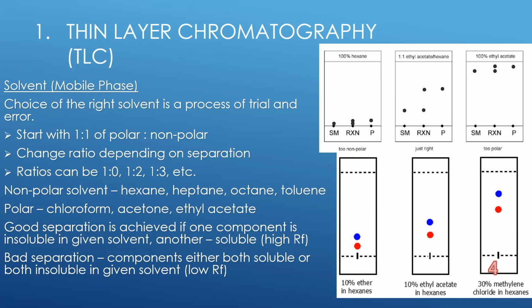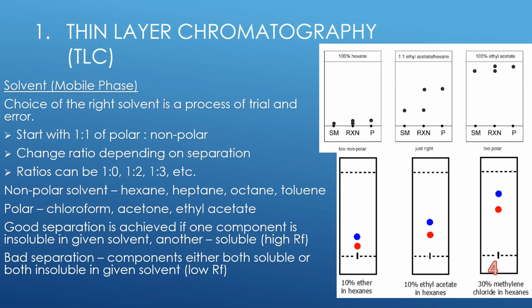If the value is zero, you should increase the polarity of the solvent. If it's close to the top, so the retardation factor is close to 1, you should decrease the polarity of the solvent. And by such examples, you should choose the right combination of the solvents, by making the trial chromatography.